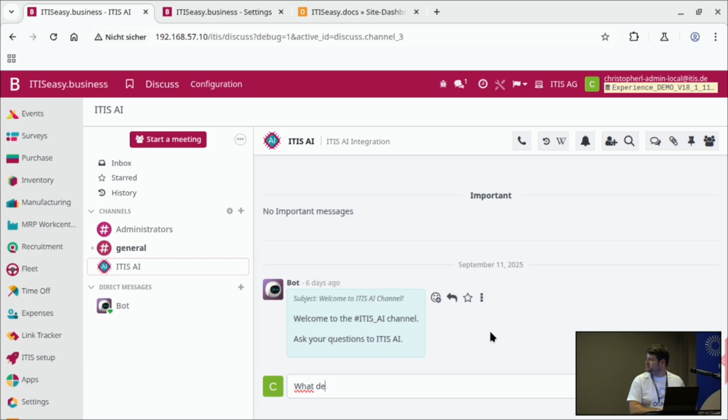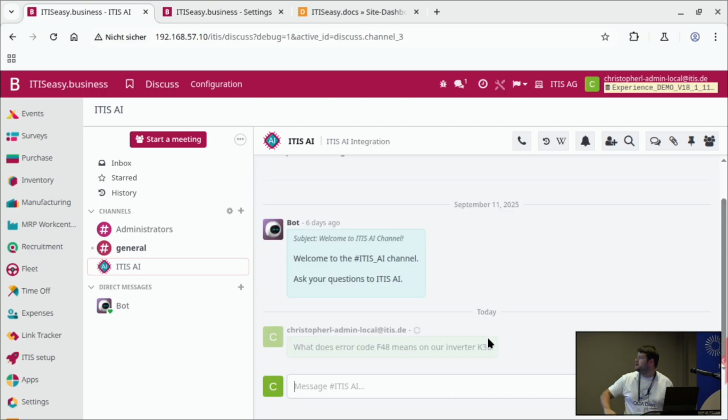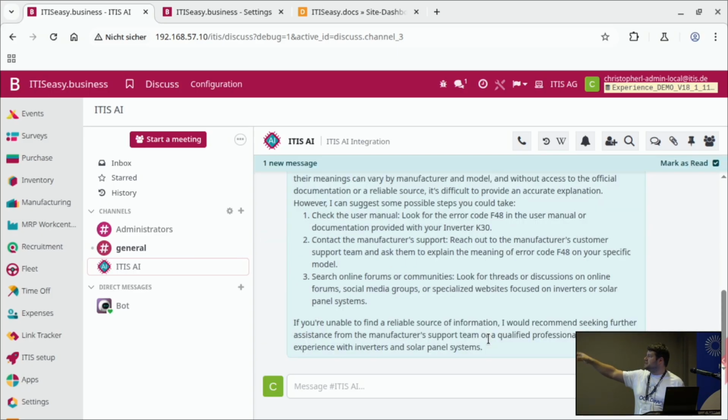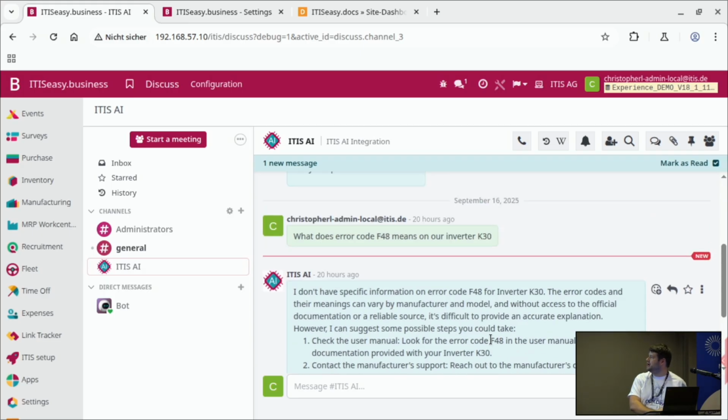What does error code F48 mean on our inverter K30? Yeah, that's all demonstration data. I'm now just asking a normal Llama model, which will basically give me an answer which doesn't help me at all, because it doesn't know anything about the inverter K30, or anything about the error code F48.